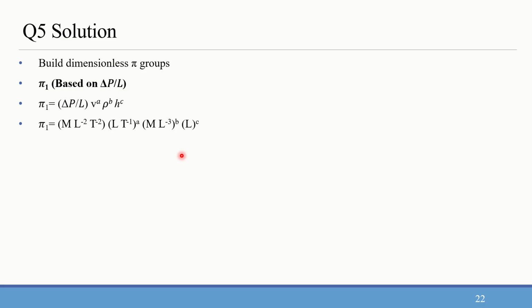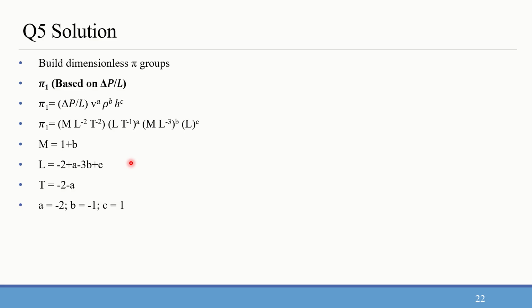So now what we are going to do, we need to identify the dimensions. So M is 1 plus B, and second L, it is minus 2 plus A minus 3B plus C. And T, it is minus 2 minus A, and here in these two terms we don't have T.